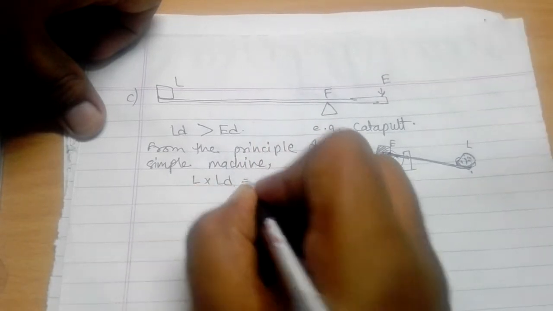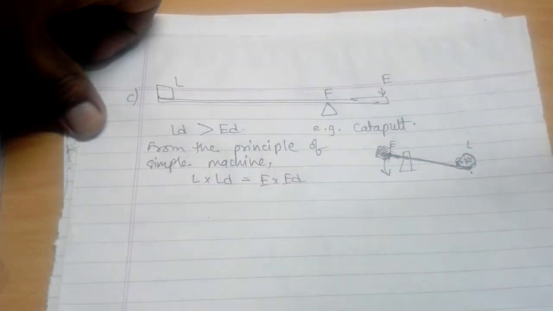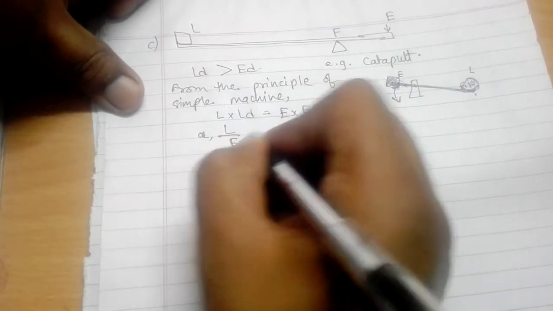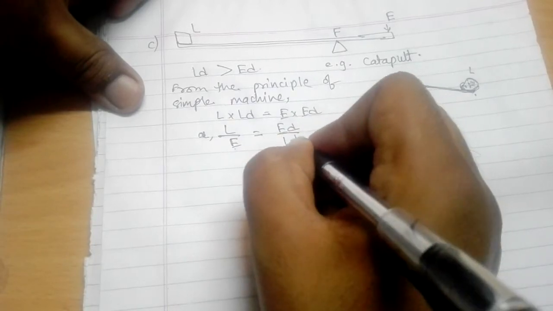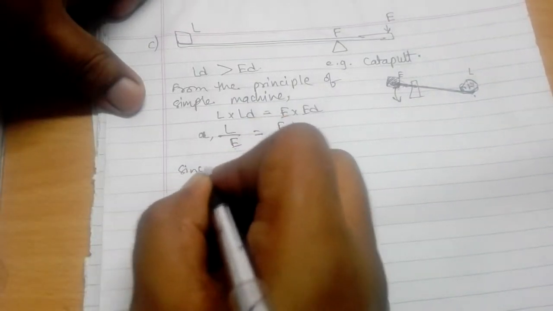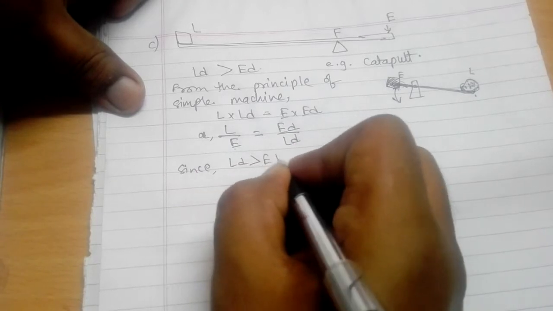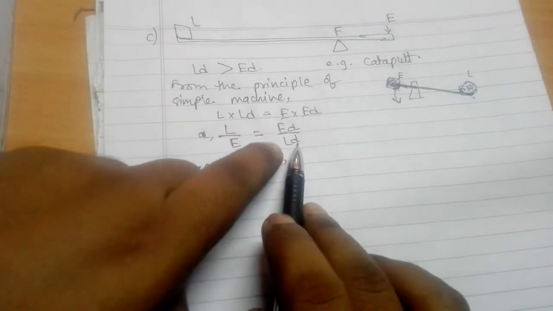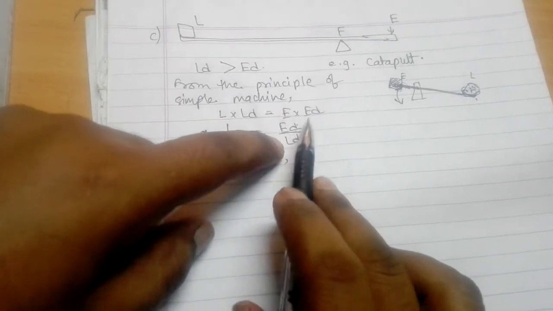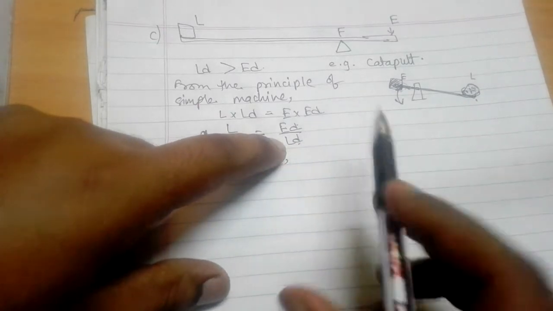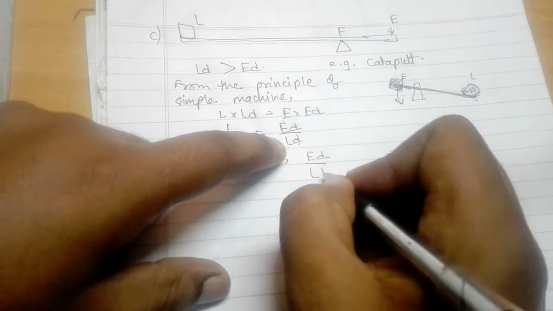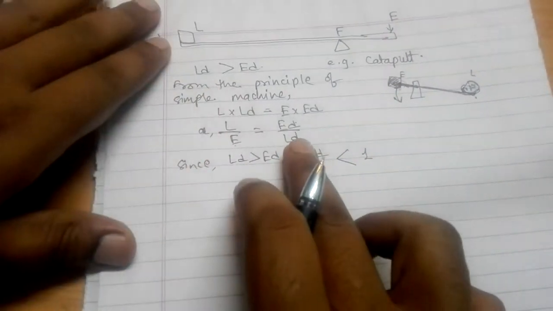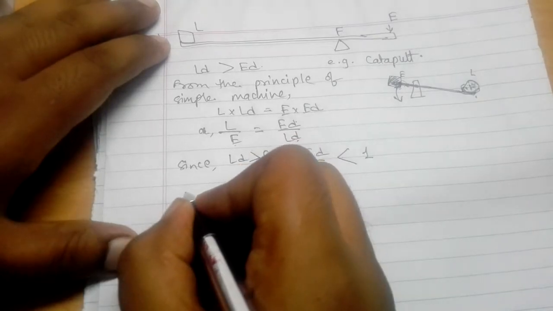L into LD equals to E into ED, just like in number B. Yes, or by cross multiplying you get L by E is equals to ED by LD. Now since LD is greater than ED, that means denominator is greater than numerator. What happens to the fraction when denominator is greater? As I told you already, when denominator is greater, then the fraction will be less than 1.